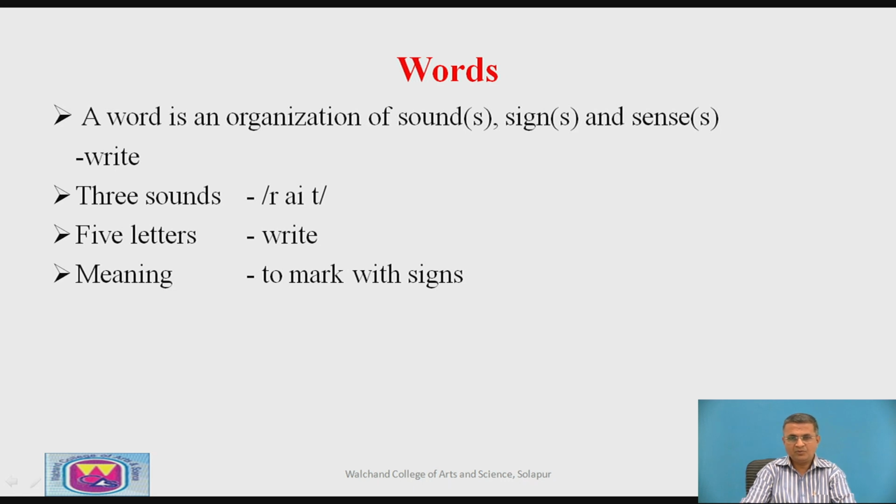Now we come to words. A word is an organization of sound or sounds, sign or signs, and sense or senses. We have an example, and the example is the word write. This word has three sounds, r, ai, and t. There are 5 letters in this word, W, R, I, T, E. Now one of the meanings of this word is to mark with signs.